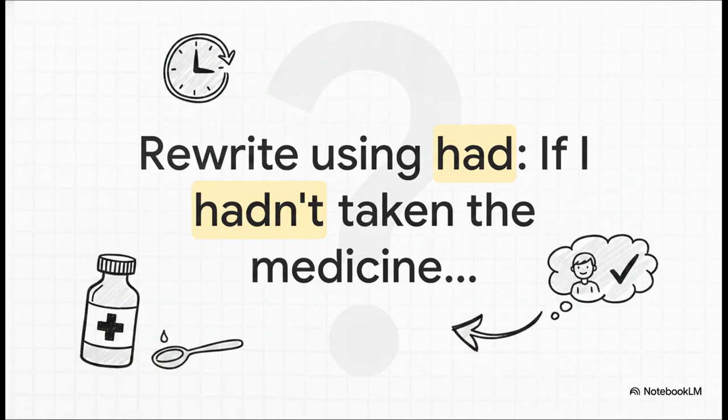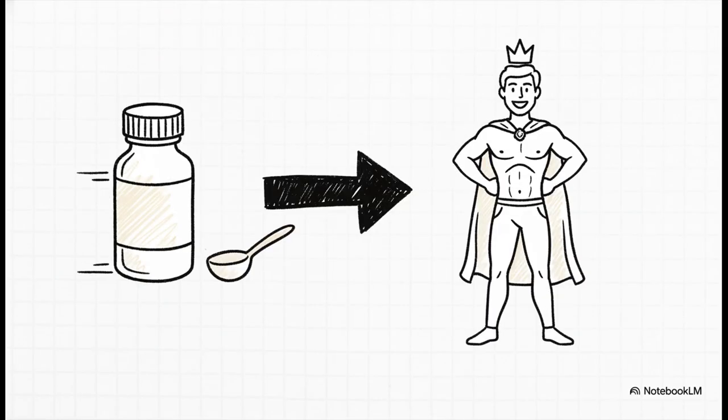If I hadn't taken the medicine, I'd still be very sick. I want you to rewrite this by dropping the if and inverting with had. Take a second, pause, and write it out. And the final answer is, had I not taken the medicine, I'd still be very sick. Huge congratulations! You've just successfully mastered one of the most advanced, nuanced structural mechanics in the English language.